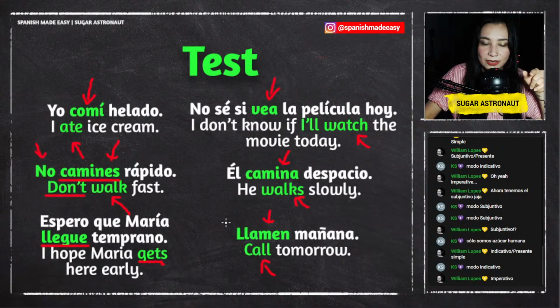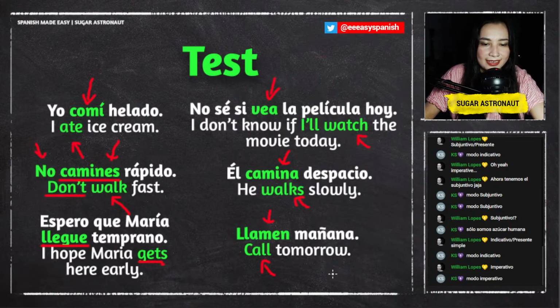We're not asking someone, hey, can you guys call tomorrow? No, we're saying llamen mañana, okay? Whether you like it or not, call tomorrow. So that's what commands are about. You're telling people what to do. Llamen mañana, call tomorrow, okay? So yes, you are correct, Will. You guys guessed everything correctly, except the second one. Except the second one. No camines rápido, don't walk fast. But man, you guys nailed it.